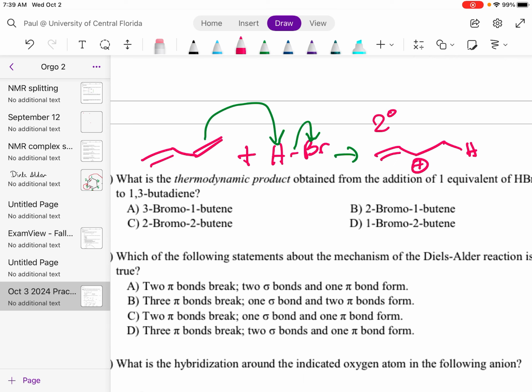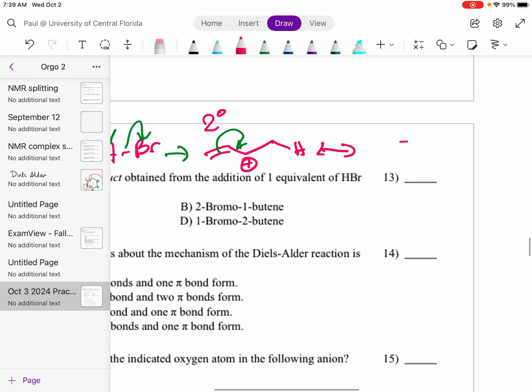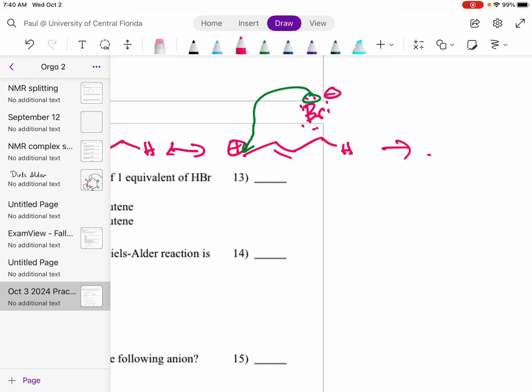But in the question, it says the thermodynamic product right there. And so we have to draw ourselves a resonance structure because we want the thermodynamic product. So we'll take and draw a resonance structure. And so we would draw that resonance structure like that. The hydrogen right there. We have bromide that's floating around now. That's going to come in and attack that to give us our final product.